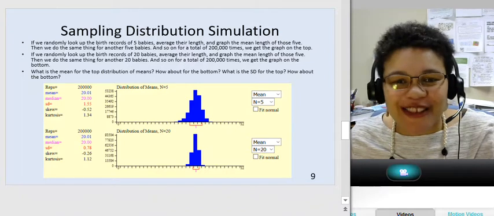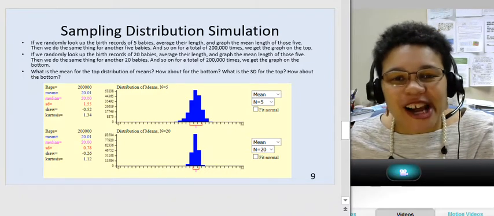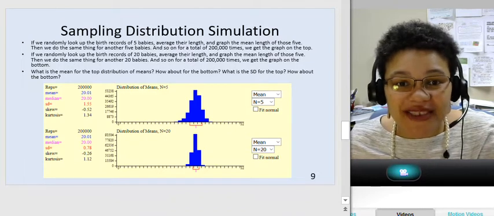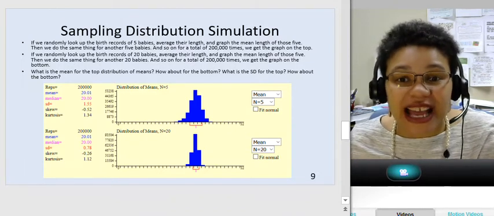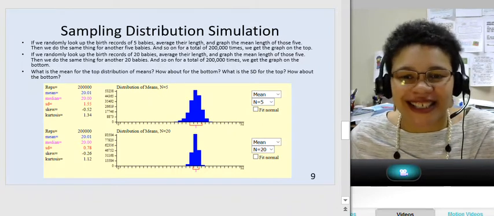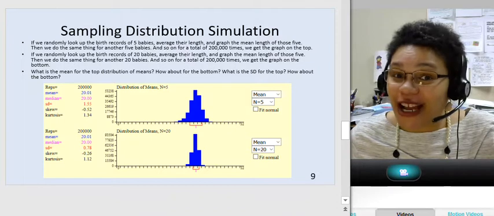If we randomly look up the birth records for five babies, average their length, and graph the mean length of those five, then we do the same thing for another five babies, and so on 200,000 times, we get the graph on the top. And what's the shape of that graph?